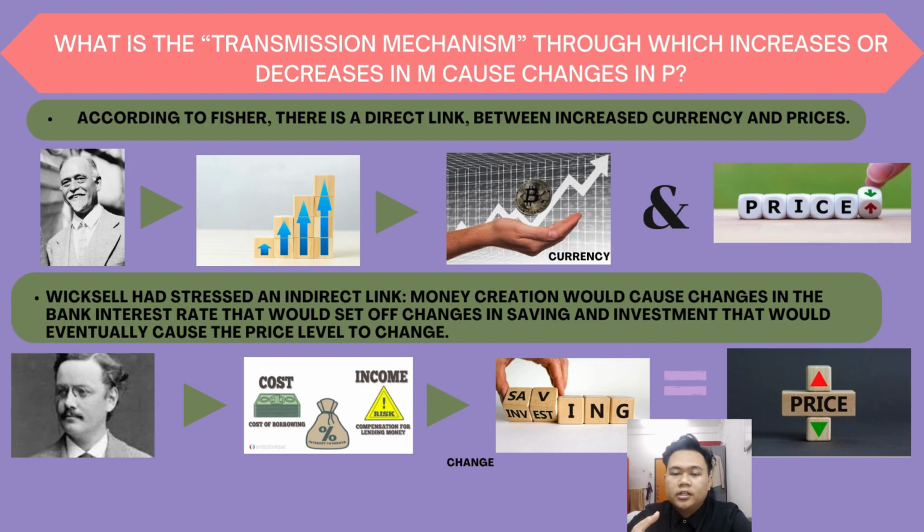According to Fisher, there is a direct link between increased currency and price. That means currency and price have a positive relationship. For example, when the currency is increased, the price also increases. Next is Wicksell, who stressed an indirect link.